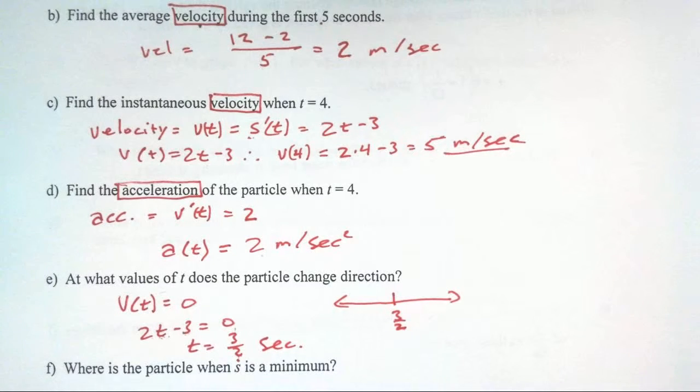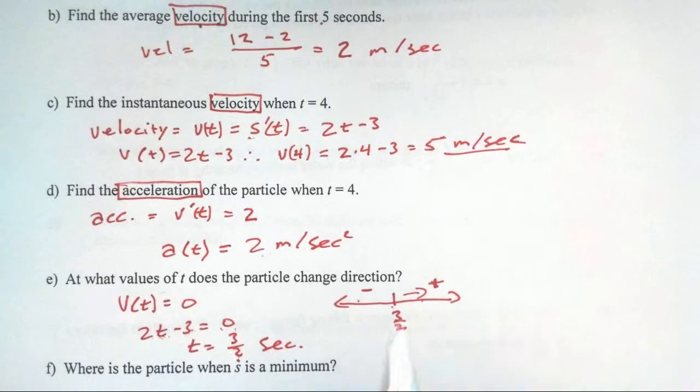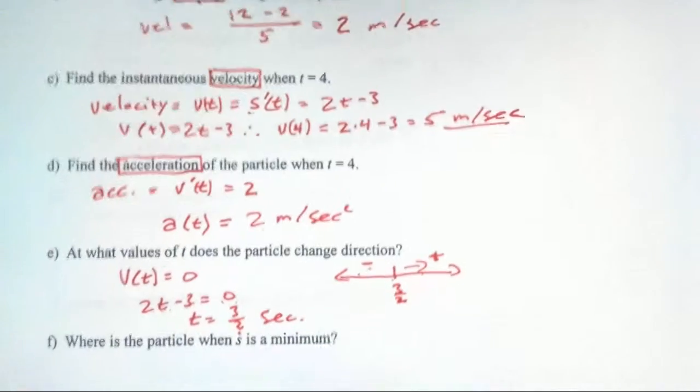Now we need to be careful there, because maybe 3/2 was just the only zero, and then we'd be positive this way and positive this way as well. So we have to consider what's happening on each side. We found out we were positive after. What's happening before 3/2 seconds? We're negative. So we're changing our directions.